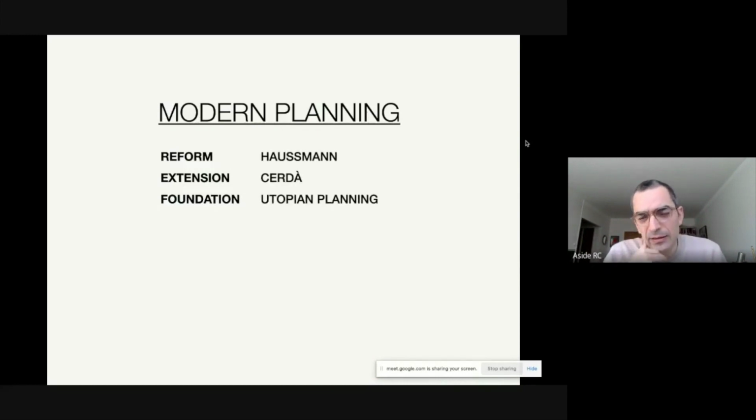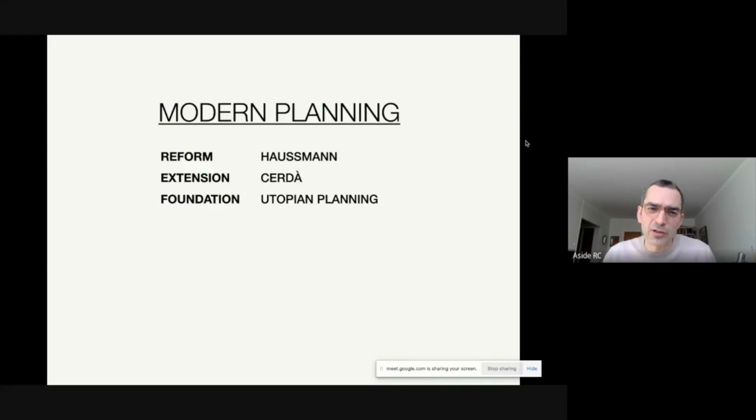And also to give some references, the most known examples of these different types of planning are, for urban reform, the case of Paris and the transformation led by Baron Haussmann.